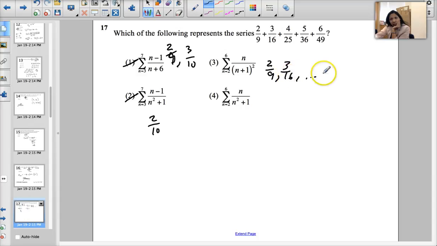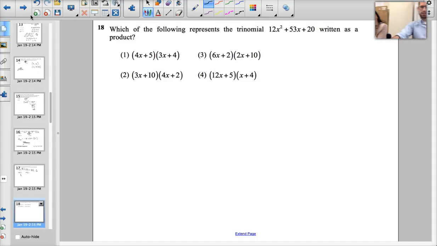And then I want to check my last term. So my last term is 6, so I'm going to do 6 over. So far right now the top is golden. I'm going to take 6 and plug it in here. 6 plus 1 is 7, and 7 squared is 49. So it does look like 3 is my answer, and if I check 4, I'll see that it does not work. All right, last one.